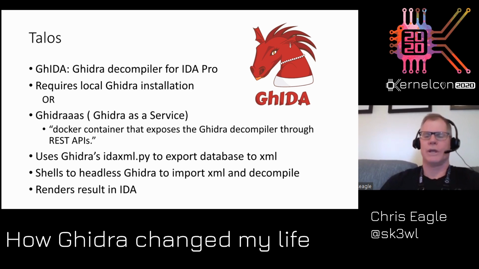So decompilers for all languages using this sort of Ghidra as a service model to do it. High overhead, the export to XML can take quite a while depending on the size of your binaries, your databases, and the import of the XML into Ghidra can take quite a while as well. So if it takes a long time to export, it's probably going to take a long time to import. And then there's the overhead of launching Ghidra and doing the communications to get the decompilations back.